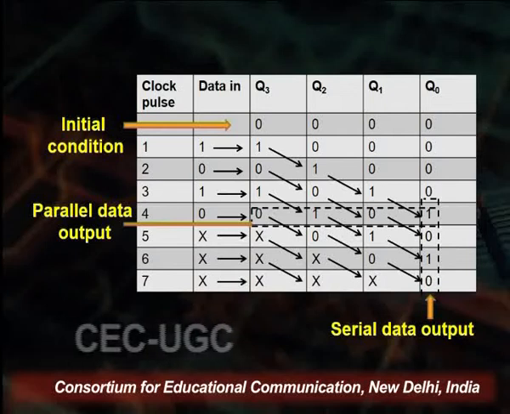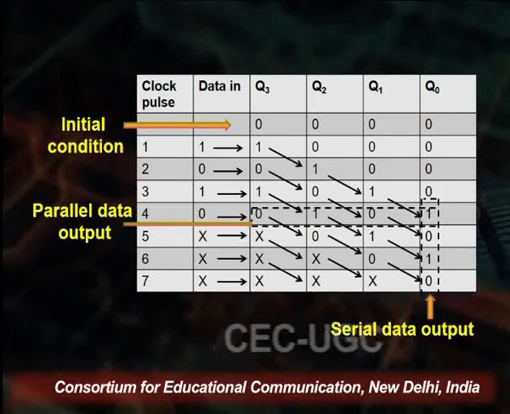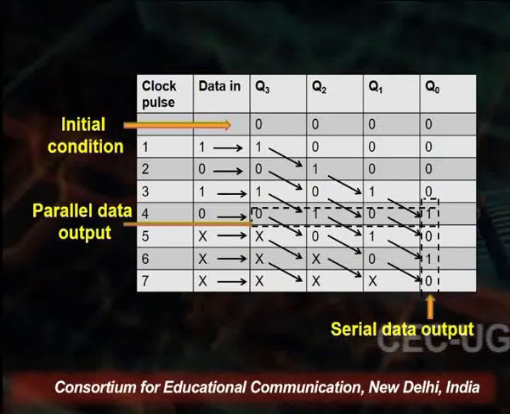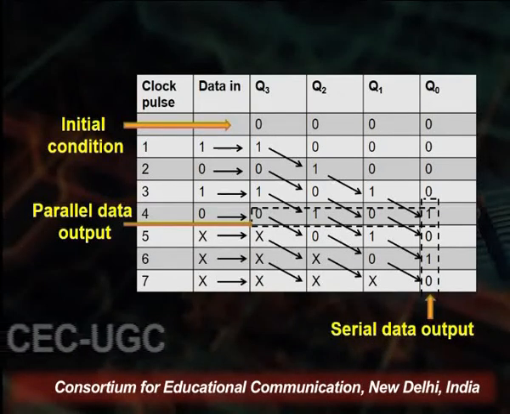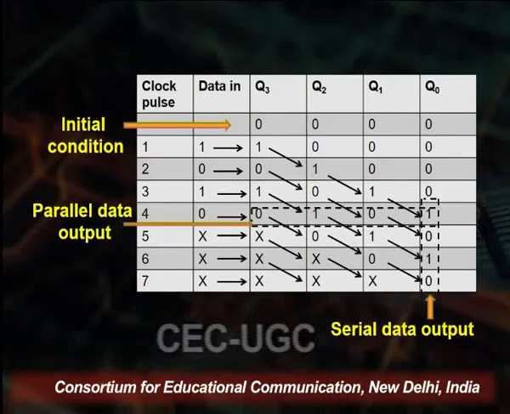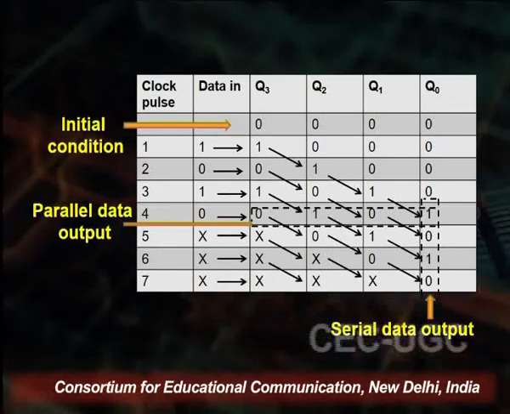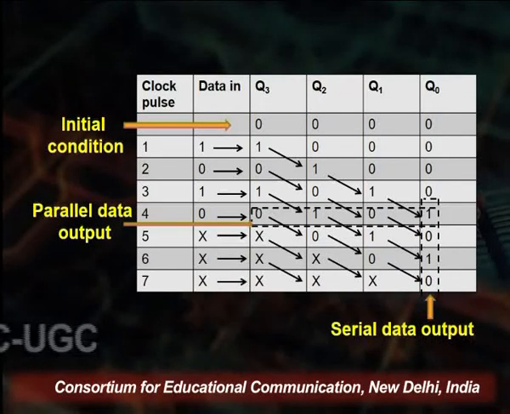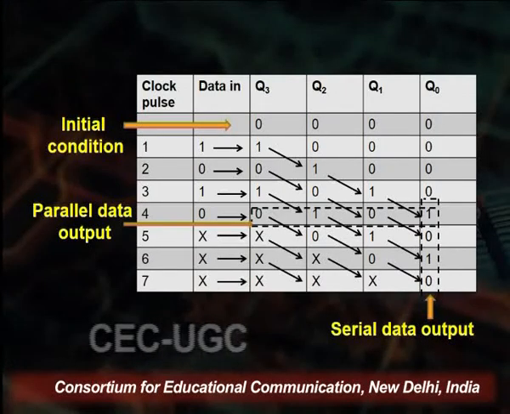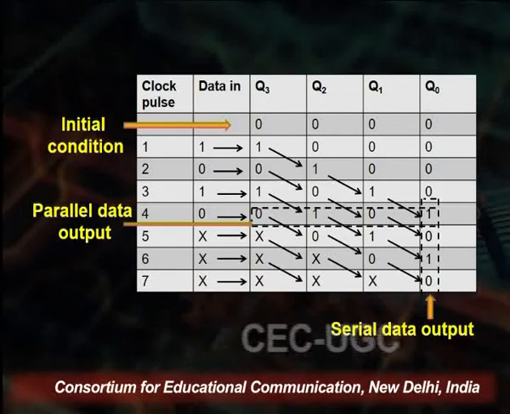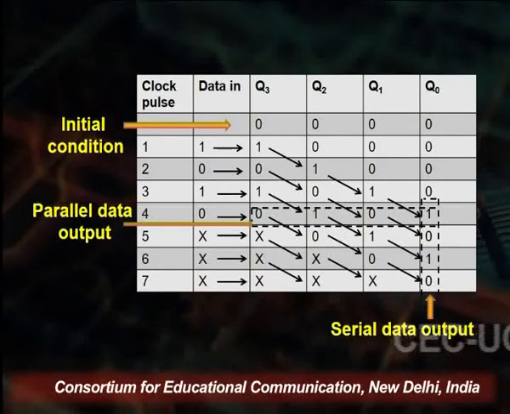Then at the 5th clock pulse, that 1 would be lost and we would have the 0. At the 6th clock pulse, we would have the 1, and finally at the 7th clock pulse, we would see that we get the 0. Hence, our data 0101 is obtained as the output in a serial manner.